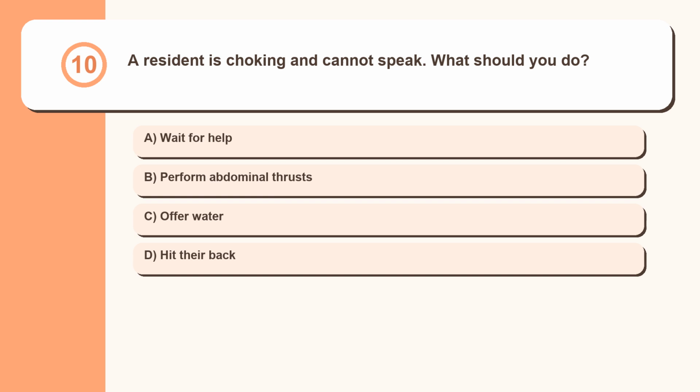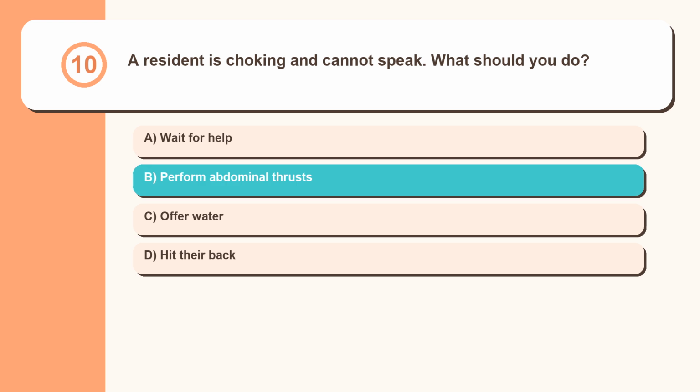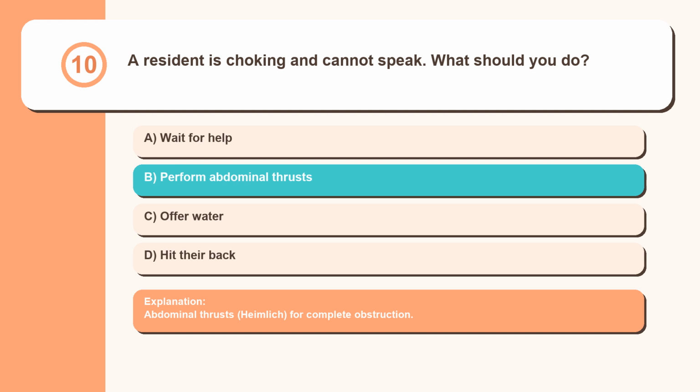Question 10. A resident is choking and cannot speak. What should you do? Wait for help. Perform abdominal thrusts. Offer water. Hit their back. Abdominal thrusts, Heimlich, for complete obstruction.